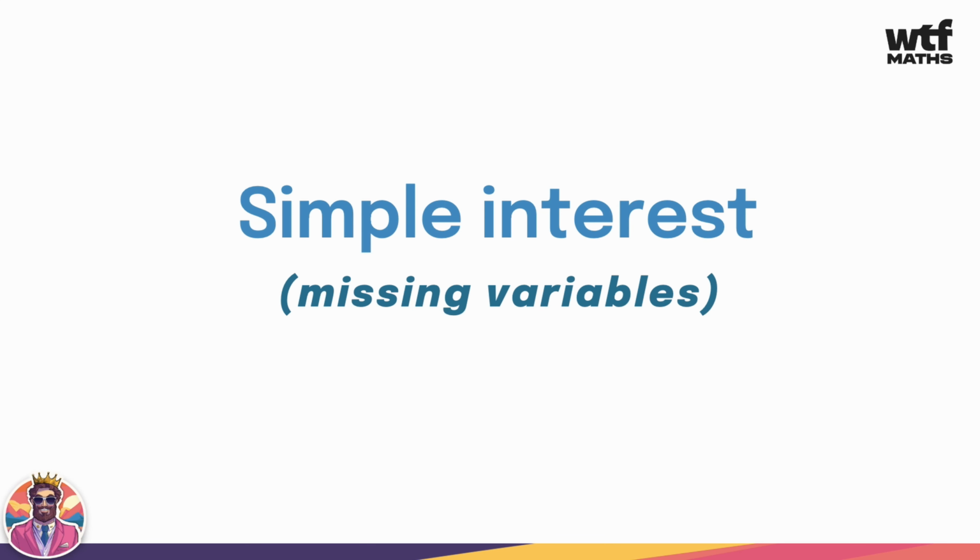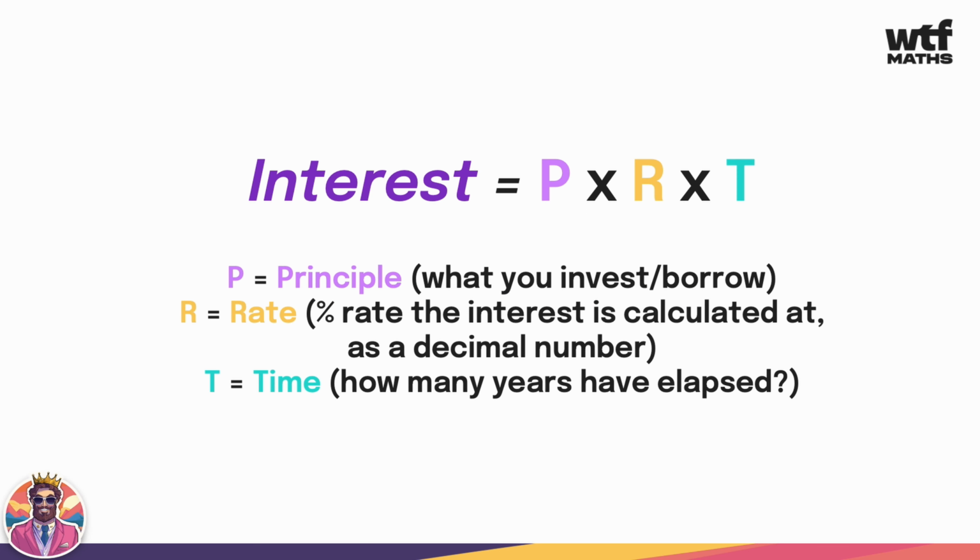Hello, today we're going to be looking at simple interest again, but this time we're going to be trying to find some missing variables. So we're going to try and find a missing principal, a missing rate, or a missing time. Just a quick reminder, the simple interest formula is principal times rate times time.